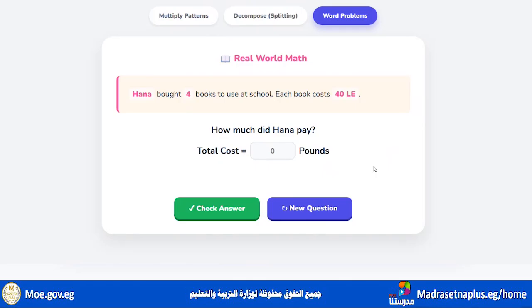What about a word problem? Hannah bought 4 books to use at school. Each book costs 40 pounds. We have 4 books, each one costs 40 pounds. That means 4 times 40. 4 times 4 will be 16. 16 times 10 will be 16 tens. That means 160. Good.